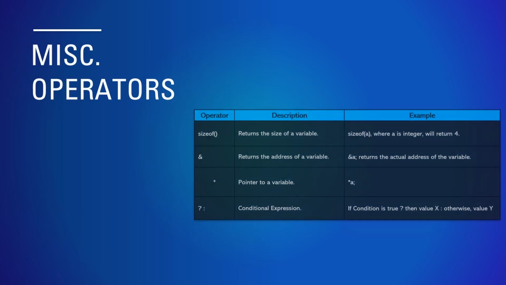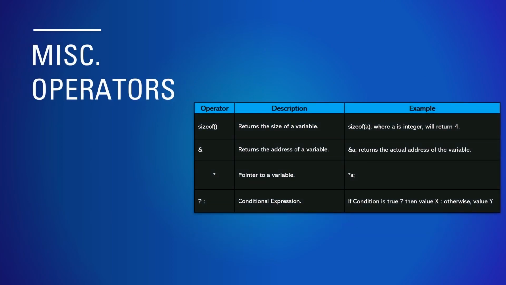At last, we have miscellaneous operators. These are operators which perform different kinds of operations. Basically, operators which do not fall under any of the previous categories are put under miscellaneous operators. In miscellaneous operators, we have sizeof, ampersand, star, and question mark and colon. Among these, we are only going to discuss the last operator.